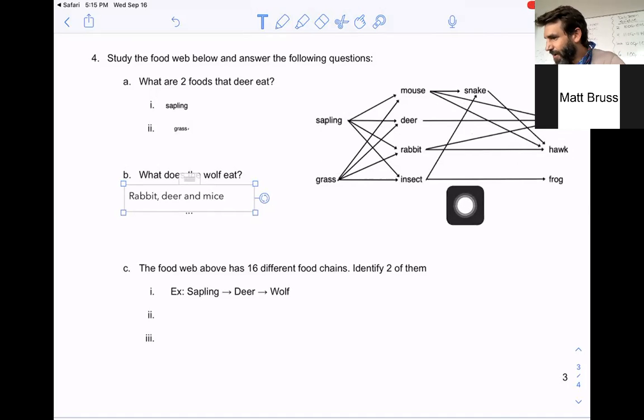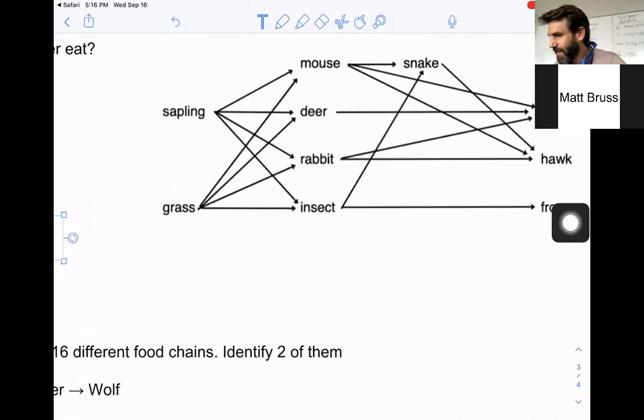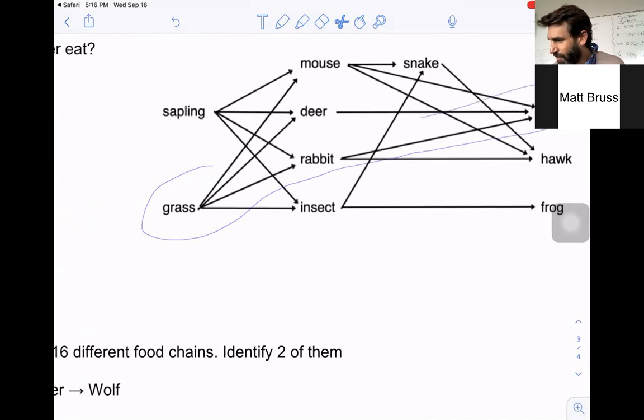I see another one right here, actually. I see grass to rabbit to wolf. And I wonder if I can be efficient here. And I can say grass to rabbit to wolf is another food chain that I see there.